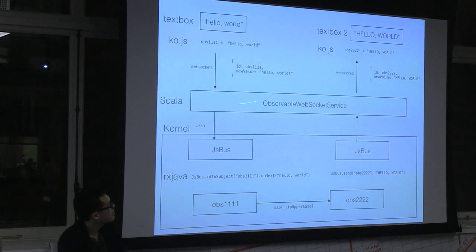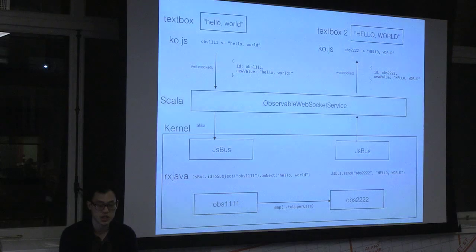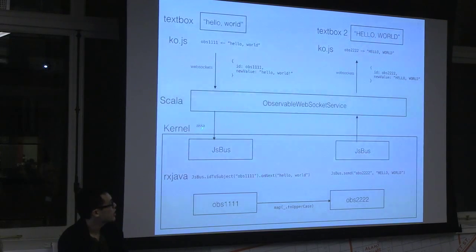So this layer is inside the server. The observable WebSocket service knows how to map an observable with a particular ID to a particular running kernel. It transforms this request into an equivalent Akka message, and then that message is fired to this JS bus, which is a remote actor, and it's also a singleton. This singleton keeps a map of, for a given ID, observable 1, what's the actual underlying reactive Java observable. And so when it gets this message, hello world, it goes and looks up the observable and calls onNext on it, which is basically the, hey, here's a new value for this observable.